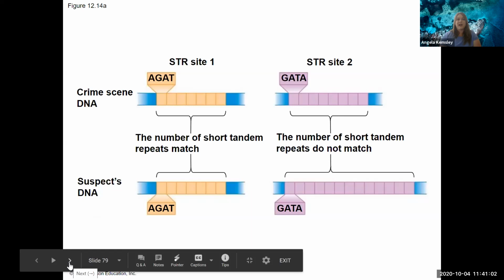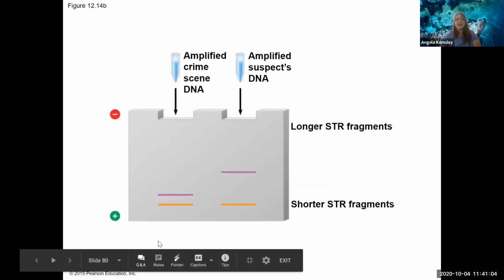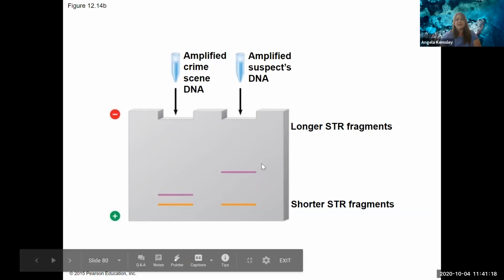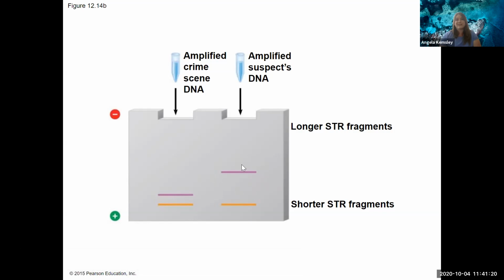Notice when we actually run that through gel electrophoresis, you can see that. So you can see that the orange was the same length because it's showing up at the same place in the gel. But if you take a look at this crime scene DNA for purple, you'll notice that it's smaller because it went farther. We know that it's smaller because it went farther. And then this piece from the suspect's DNA was larger because it didn't go as far. So we can see that these are not a match.